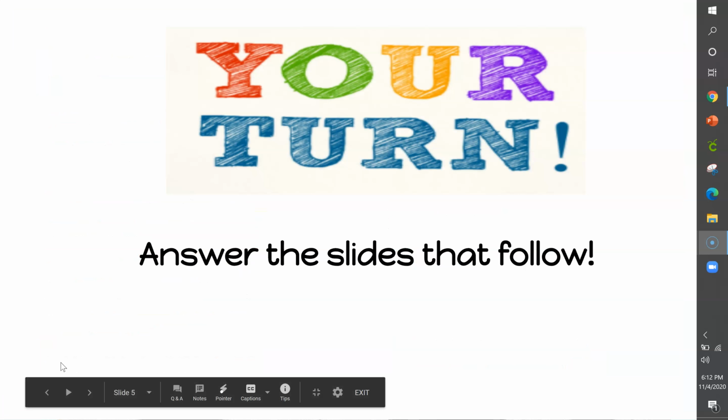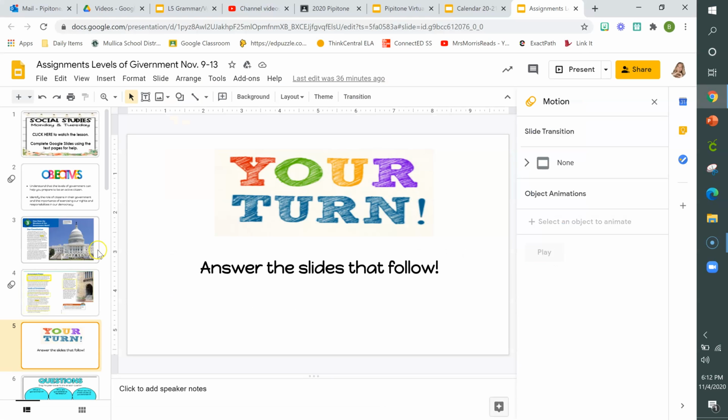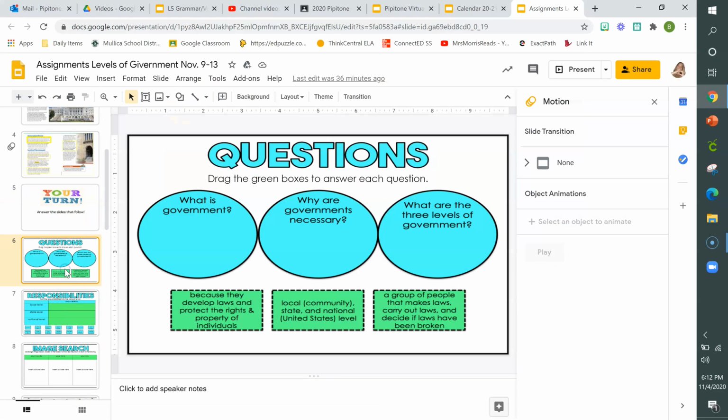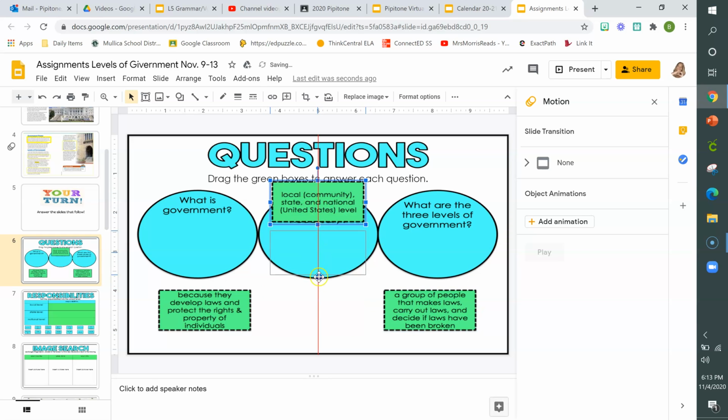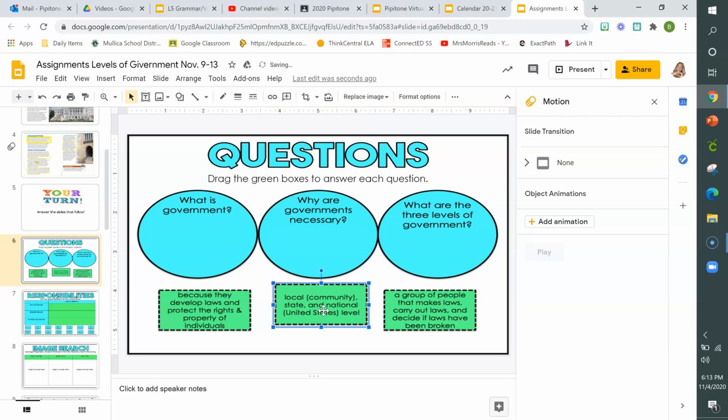Boys and girls, I am going to show you your activity on Google Slides. I will keep the text in the slides for you so that you can refer back to it easily. You have 3 activities to do. The first is a drag and drop activity. Your question is, what is government? You'll pick one of these green boxes to drag and drop. The second is, why are governments necessary? Pick a green box to drag and drop. And your final question is, what are the 3 levels of government? Pick the correct answer in the green box, drag and drop.